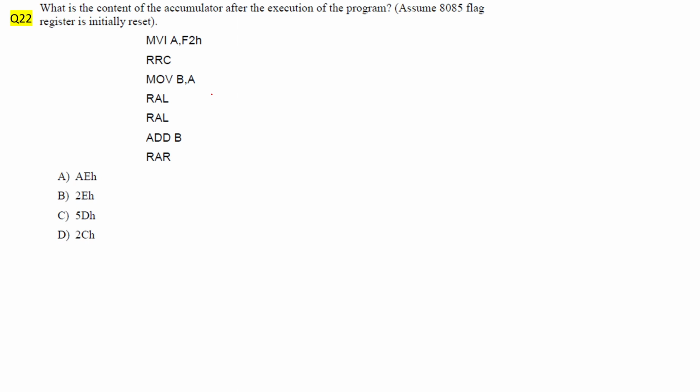Then I have this question. I would like you guys to do it first, then I'll show the solution. It states, what is the content of the accumulator after the execution of the program? Assume the 8085 flag register is initially reset. So we are given these instructions and we need to figure out what the contents of the accumulator are after the execution of the following program.